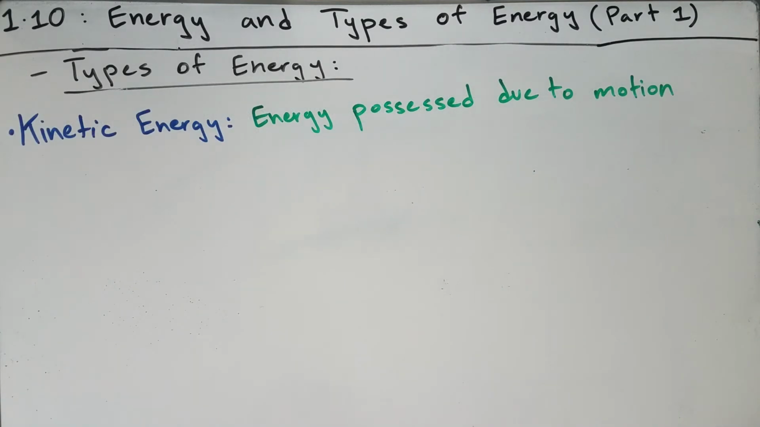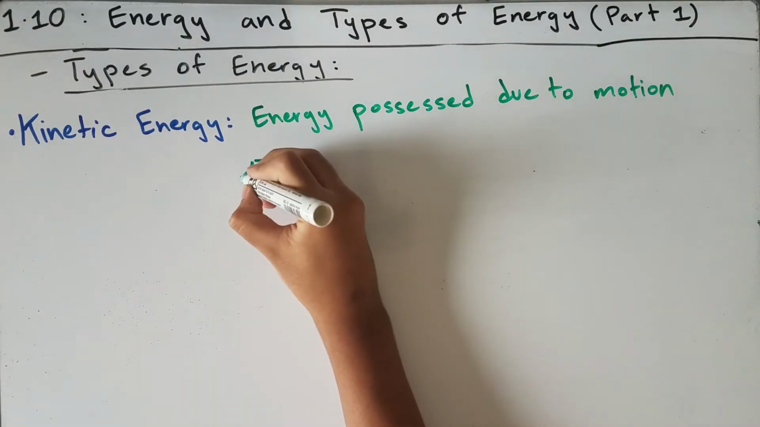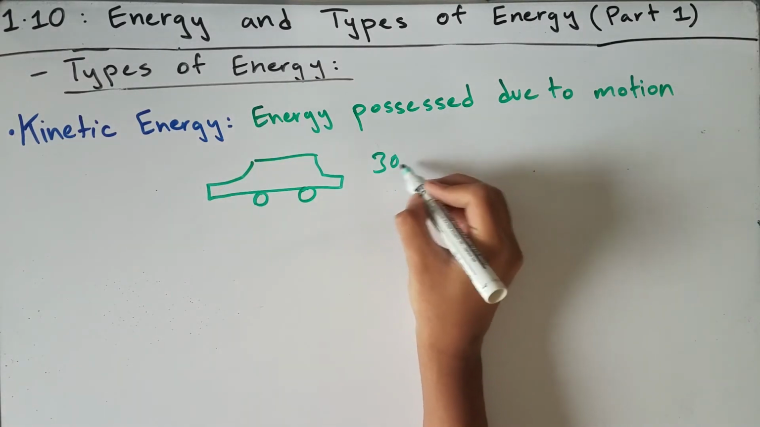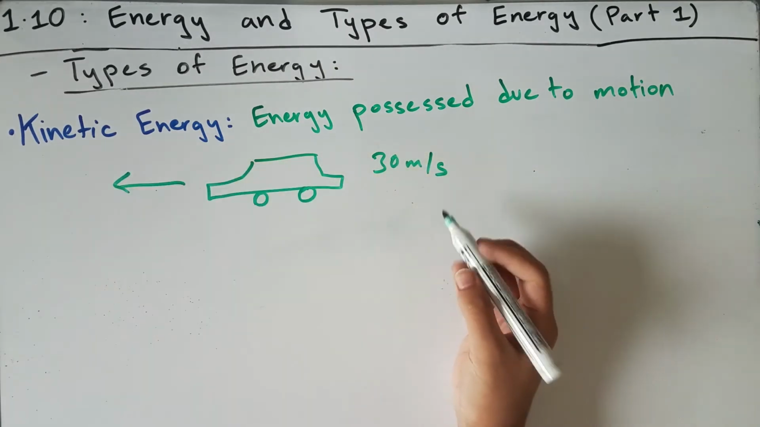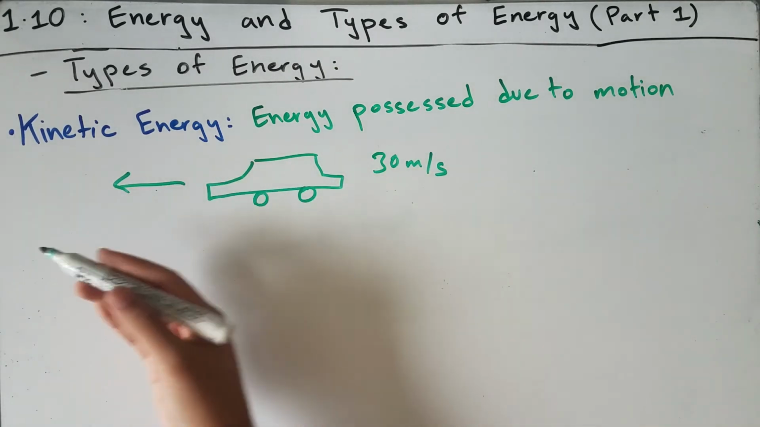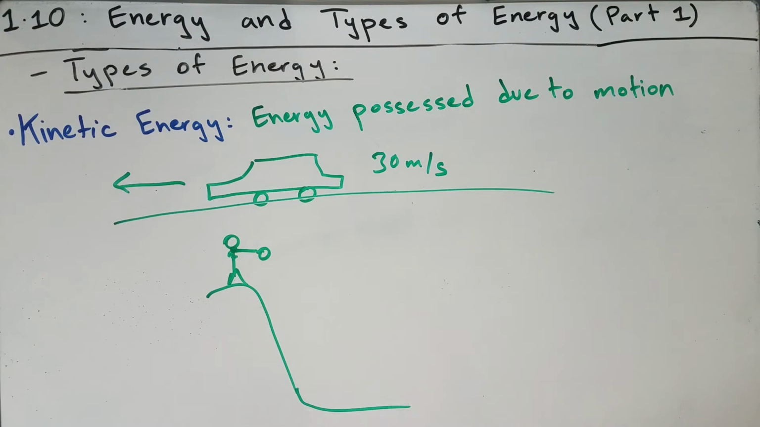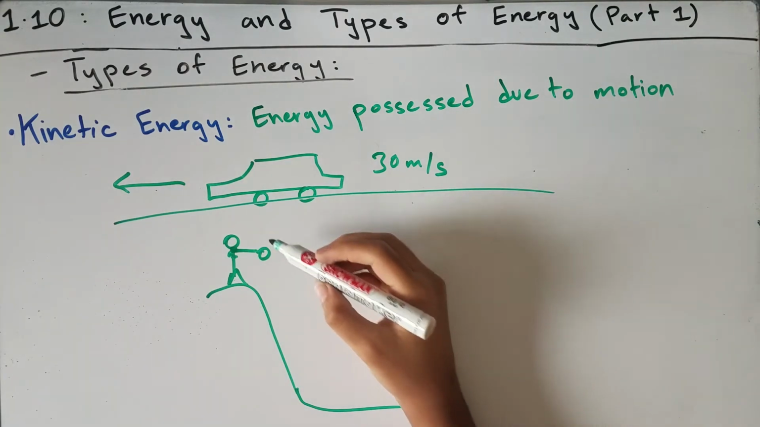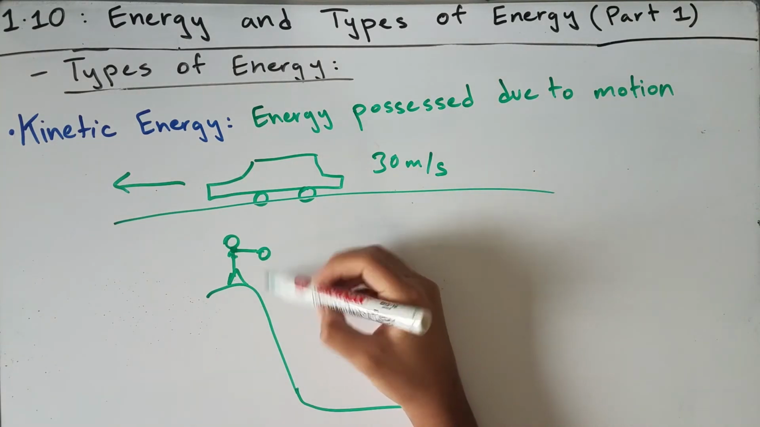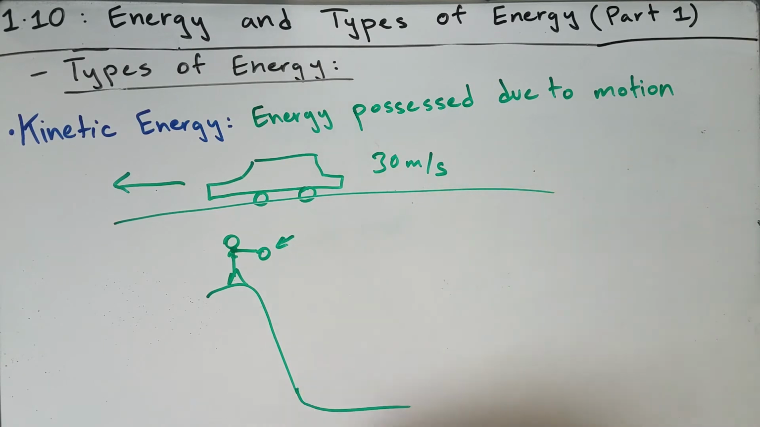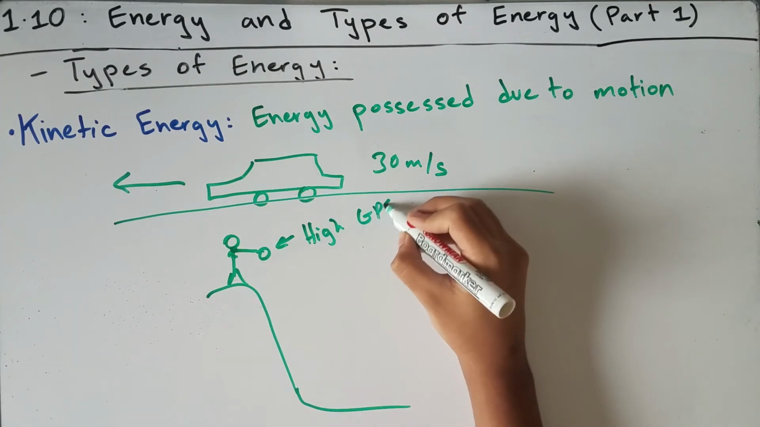Another type of energy is kinetic energy, which is the energy possessed by an object due to motion. So if you have a car that is traveling at a velocity of 30 meters per second in this direction, then it has some kinetic energy as it's in motion and it's traveling on some road. Or you could have some boy who's holding a ball out on a cliff and is about to drop it. Well, here we know that this ball is high, so it has high gravitational potential energy.